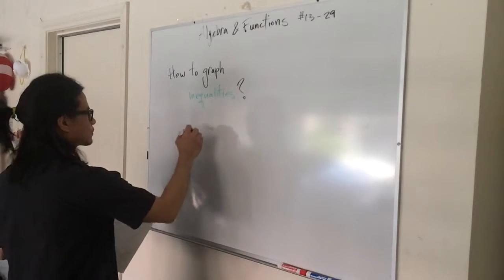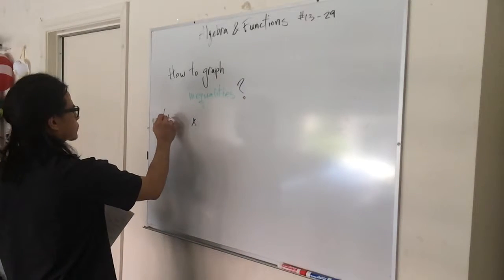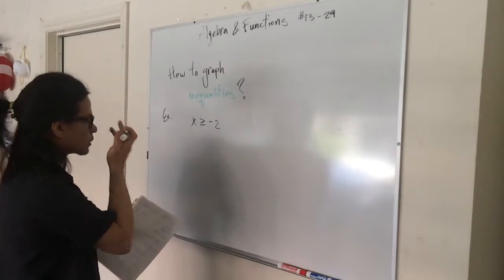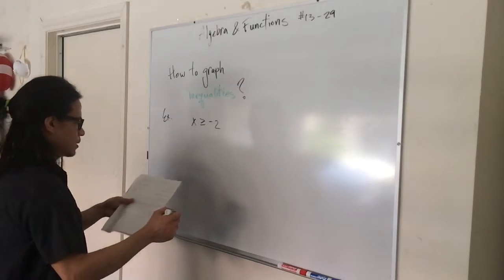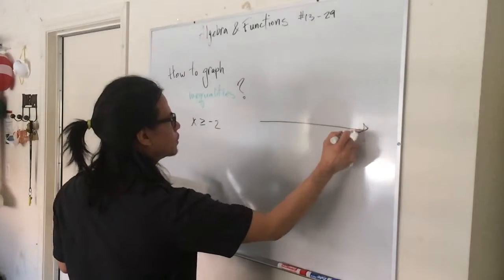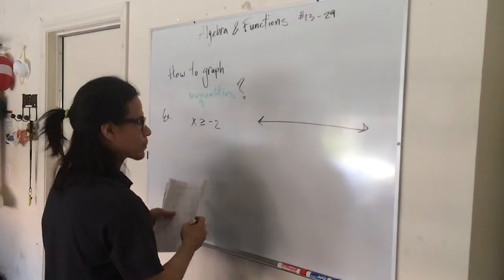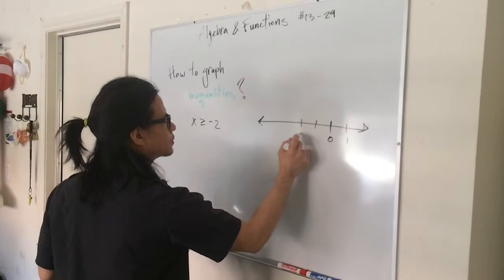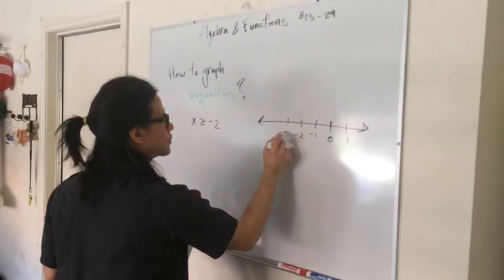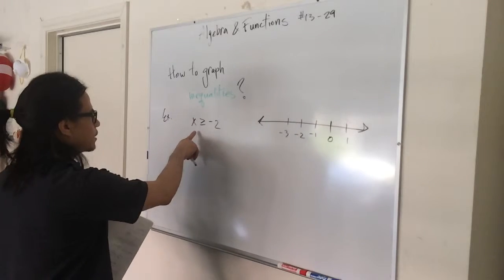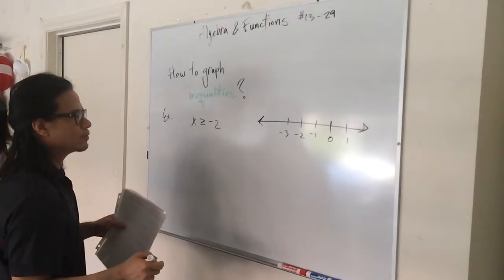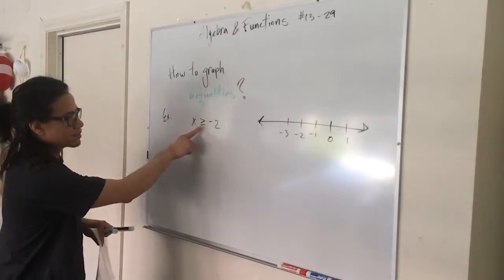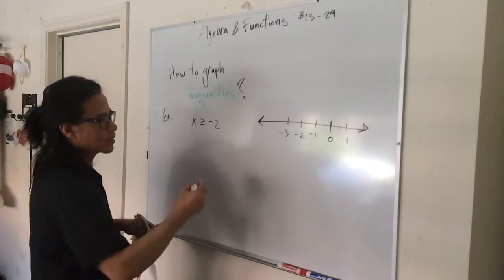For example, if you have x is greater than or equal to -2. Okay. So here, your good old number line. Your 0 would be here, right? 1, -1, -2, -3, and so on. X is greater than -2. So actually, this is greater than or equal to -2.